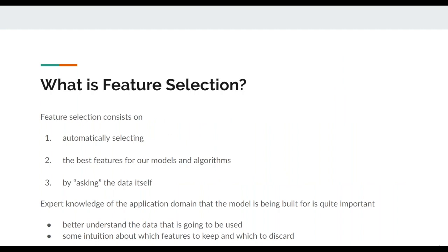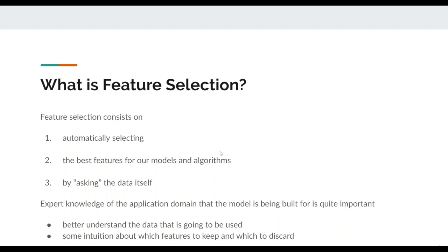So what is actually feature selection? In short, feature selection consists of automatically selecting the best features for models and algorithms to be used, and doing that by asking the data itself. These are the three major points. The first key point I would highlight is that we're talking about automatically selecting, because manual selection is a completely different process, and it's also not easily scalable.